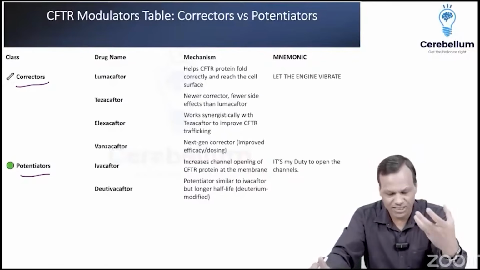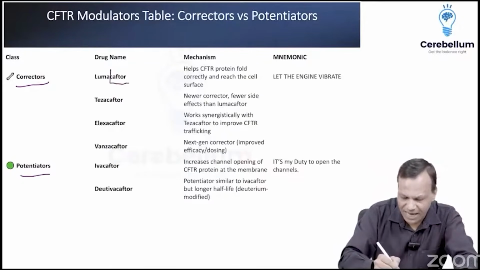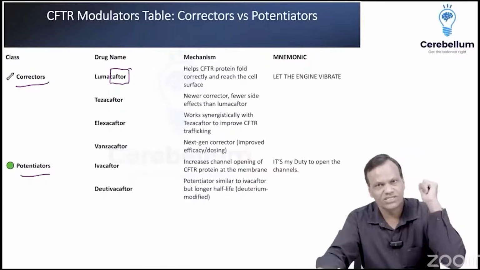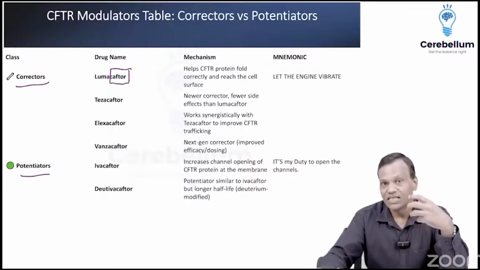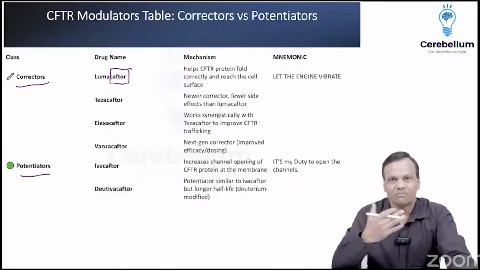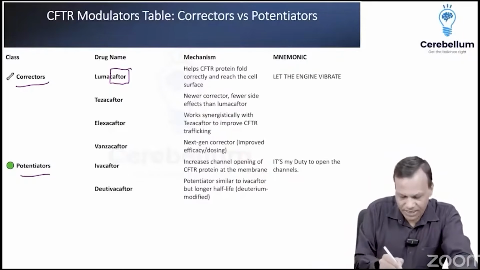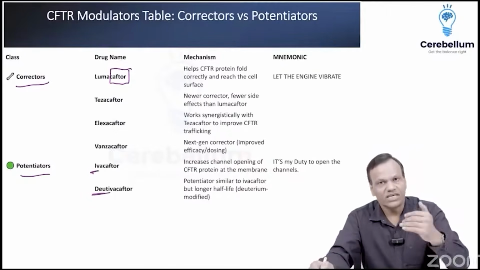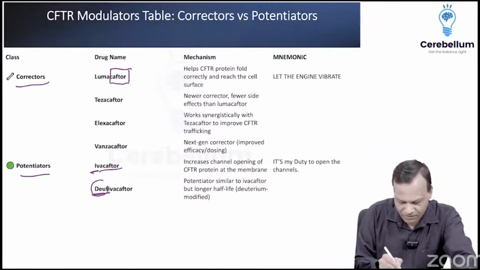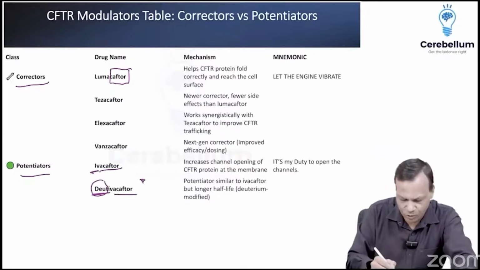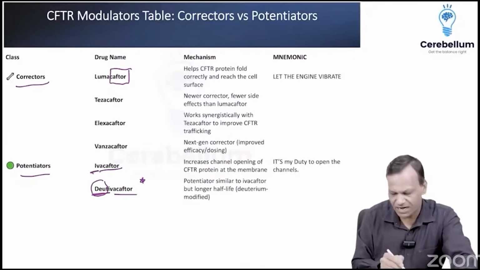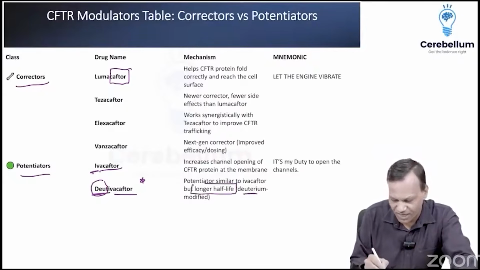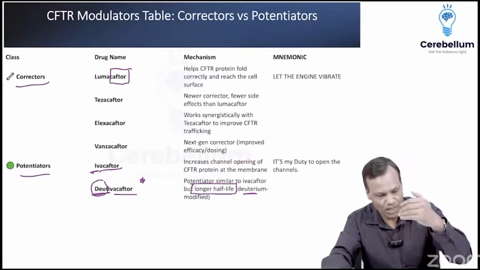So which are the potentiators? Remember, the names of all of them will end with caftor. Caftor says cystic fibrosis transmembrane conductance regulator. Now potentiators will open the channel. They say it's my duty to open the channel. Duty means ivacaftor and deutivacaftor. Deutivacaftor is a new drug. Deuterium is attached to deutivacaftor, so it is long acting, with a longer half-life than ivacaftor. Both are potentiators.